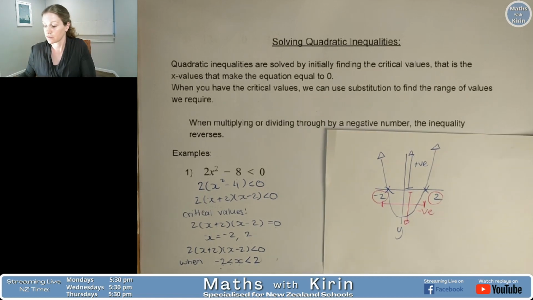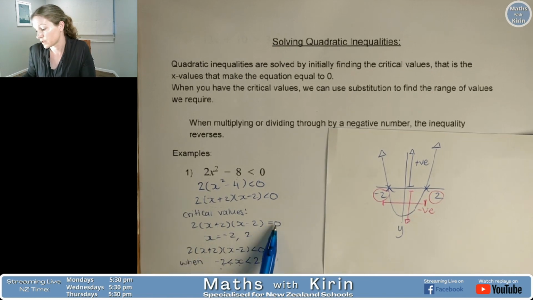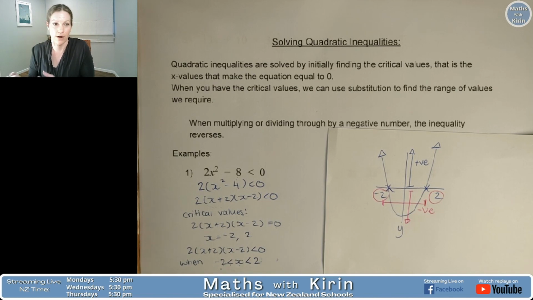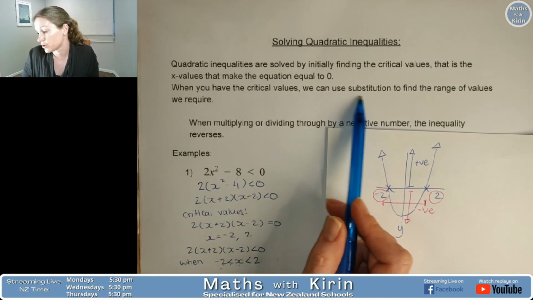Okay, that's how the quadratic inequalities work. Finding those critical values is the same process as solving a quadratic equation, and then we just need to figure out what area of the graph we're interested in. As I said up here, you could use substitution.